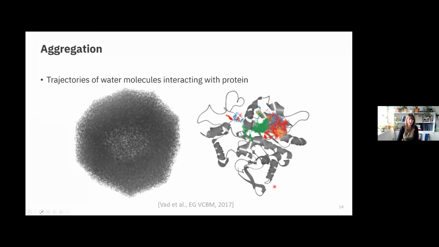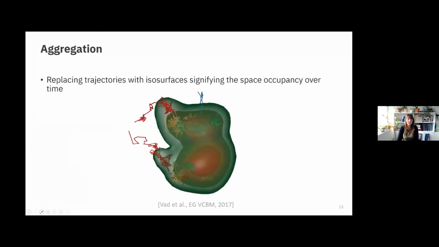It's still very cluttered. So what we did within this aggregation approach is replace these individual trajectories by isosurfaces, like here, which signify the space occupancy by these trajectories over time. For example, in this red part here, somewhere deep inside, there were a lot of trajectories, or a lot of molecules staying for a quite significant portion of time. So that was the meaning of that. And if you imagine having it for the whole protein, then you get a very nice overview of the occupancy of space over time by these water molecules.